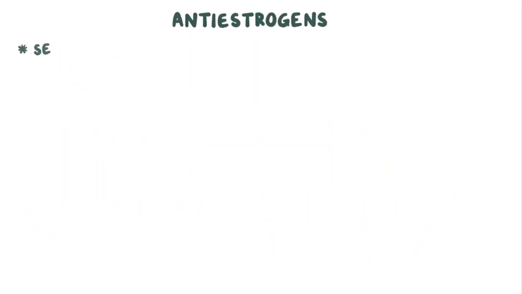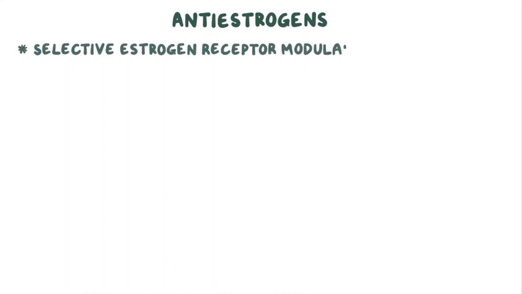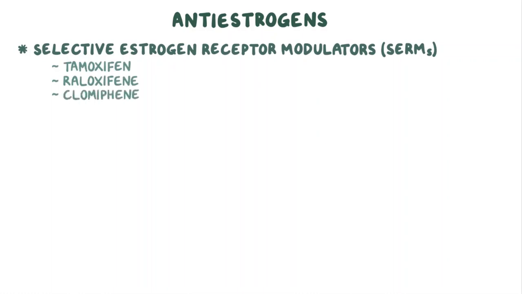Let's start by looking at the selective estrogen receptor modulators, or SERMs, which include tamoxifen, raloxifene, and clomiphene. Remember, SERMs have estrogen agonist effects in some tissues, but act as estrogen antagonists in others. Okay, but let's be more specific.